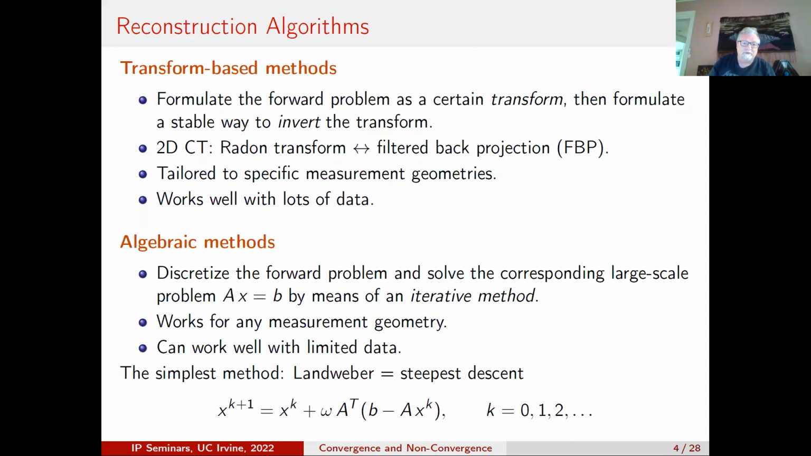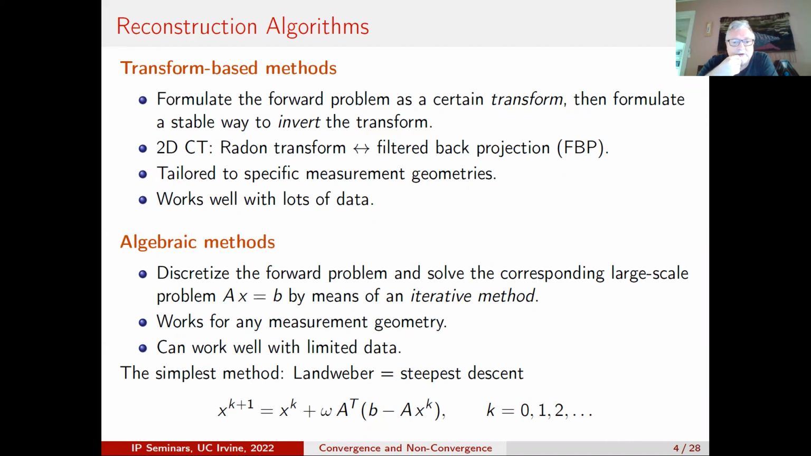And in particular, I'm interested in the algebraic methods. Here what you do is you discretize the forward problem. You set up a linear system Ax = b, and then you solve that system. So A will be a matrix that represents the forward projection, say the Radon transform. The right-hand side b represents the measured data, so that would be your sinogram. And then the vector x represents the image that you're trying to reconstruct.